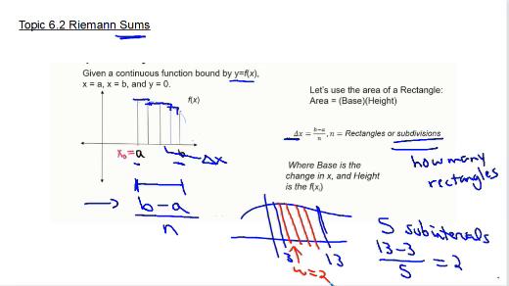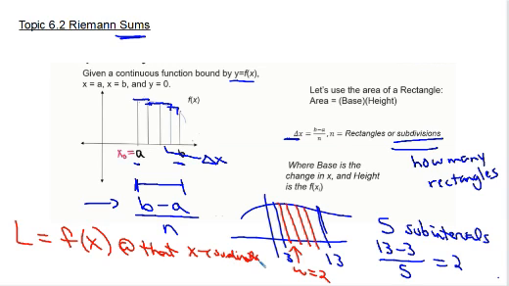Now, when we find the area of a rectangle, don't we do length times width? We do length times width. What's the length of each individual rectangle? The length is the function value at that, we could say that x-coordinate.